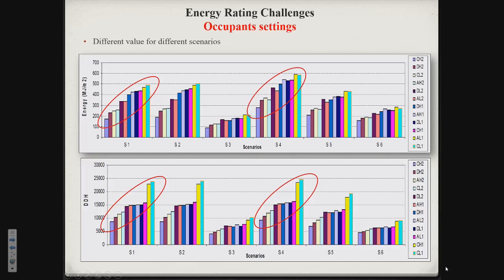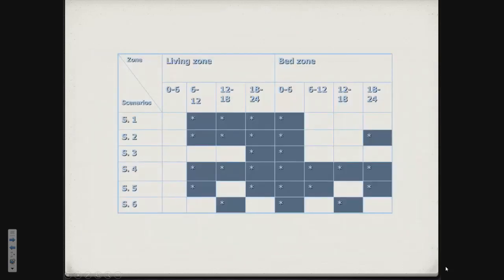So I tried, let me go to the second one here. Scenario one is what is used in the accredited software. In it, a residential building is divided into the living zone and the bed zone. The living zone is occupied from 6 a.m. to midnight, and the bed zone is occupied from midnight to 6 a.m.